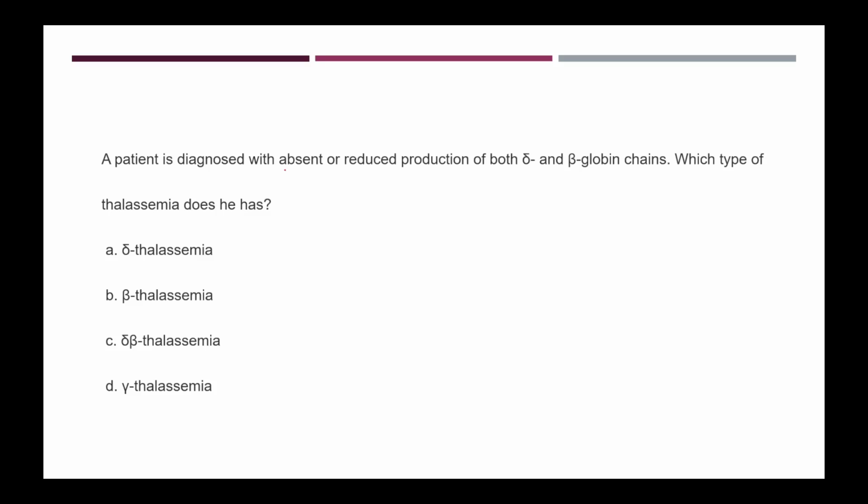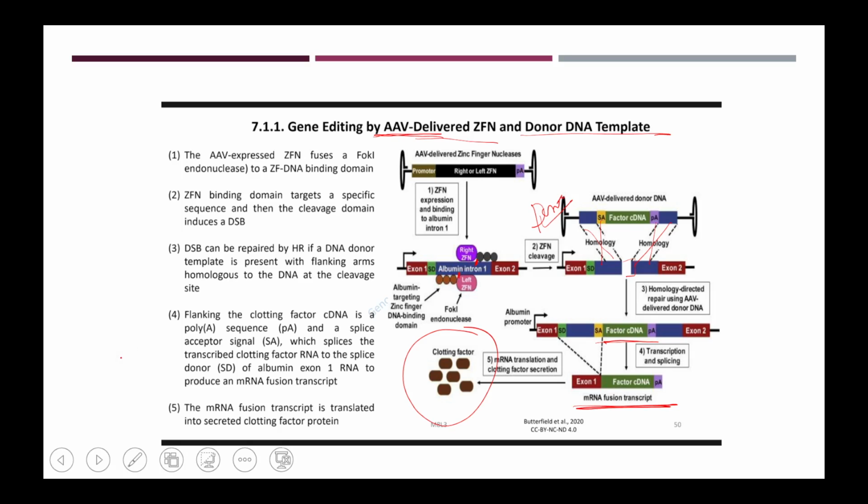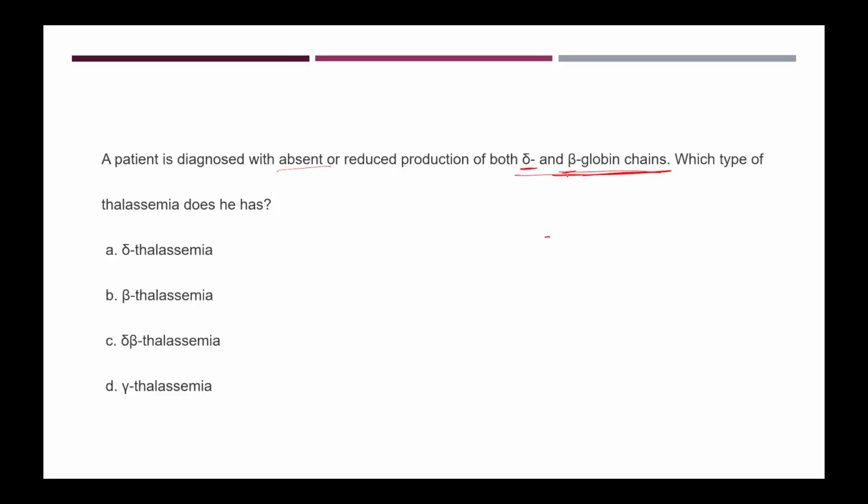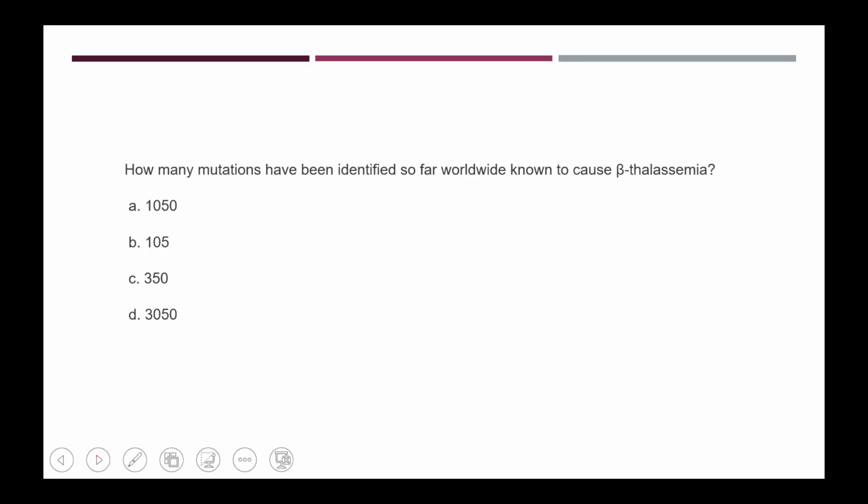A patient is diagnosed with absent or reduced production of delta and beta globin chains. Which type of thalassemia does he have? Which one will be the correct option? If both of the globin chains are absent, then it will be delta beta thalassemia. Next, how many mutations have been identified so far worldwide known to cause beta thalassemia? We just read that as well. Yes, 350 mutations of beta thalassemia are known so far.